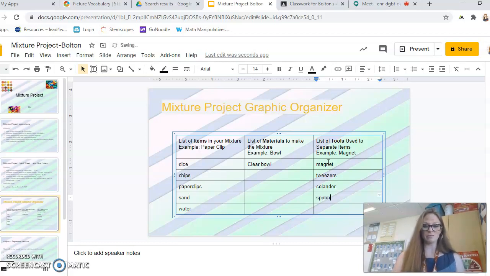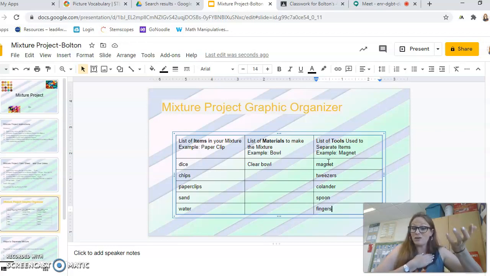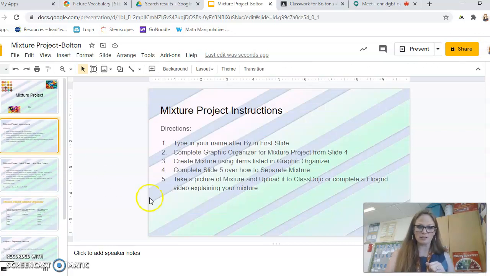And I just said something that is my favorite tool in the whole wide world. When I'm cooking, when I'm a scientist, when I'm a reader, when I'm a writer. Fingers. Fingers are such important tools, and we can utilize our fingers as scientists. So that can be one of my tools as well. Now I've got the tools that I'm going to use. Your tools might be different, and that's okay. Get creative.